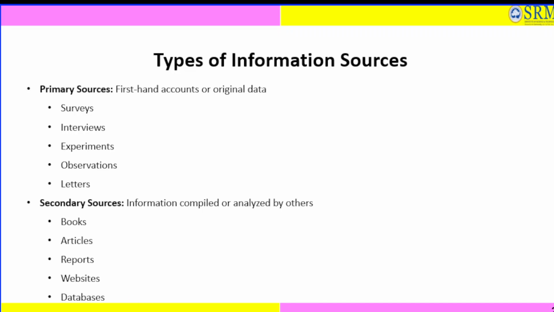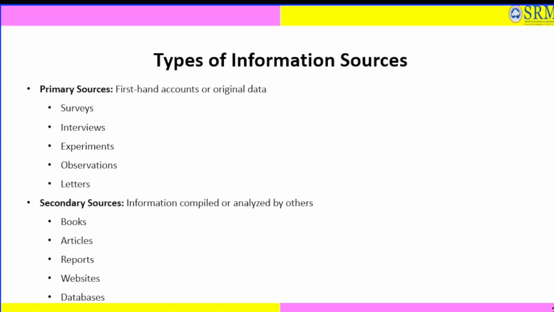So primary data, as we all know, are raw data that is fresh and collected for the first time. This means that primary data is original data that has not been previously processed or analyzed. It is collected directly from the source. And these are some of the primary sources, like surveys, interviews, experiments, observations, and letters, from which we get the data.